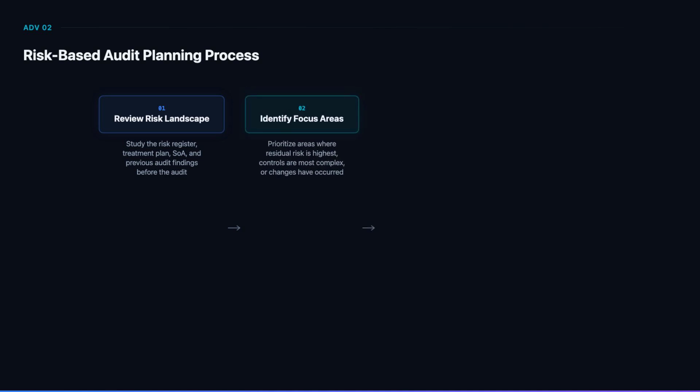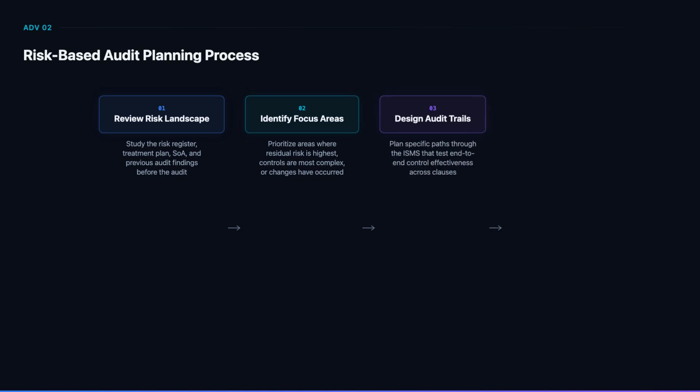Identify 3 to 5 focus areas where your audit will go deepest. These should be areas where residual risk remains high, where controls are complex or newly implemented, where significant changes have occurred since the last audit, or where previous audits identified trends. Communicate these focus areas to the auditee so they can prepare relevant evidence.